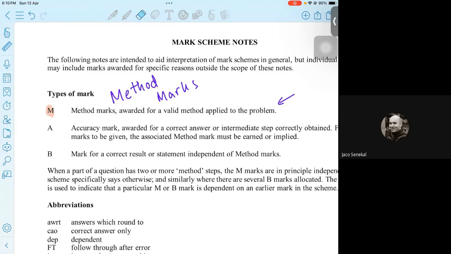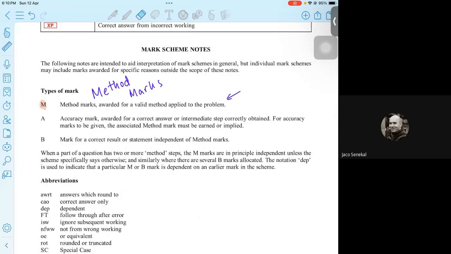Okay. So this is the most important one. The second one is the accuracy mark. In very simple words, this mark is given just for the correct answer or the exact step right after the method mark.